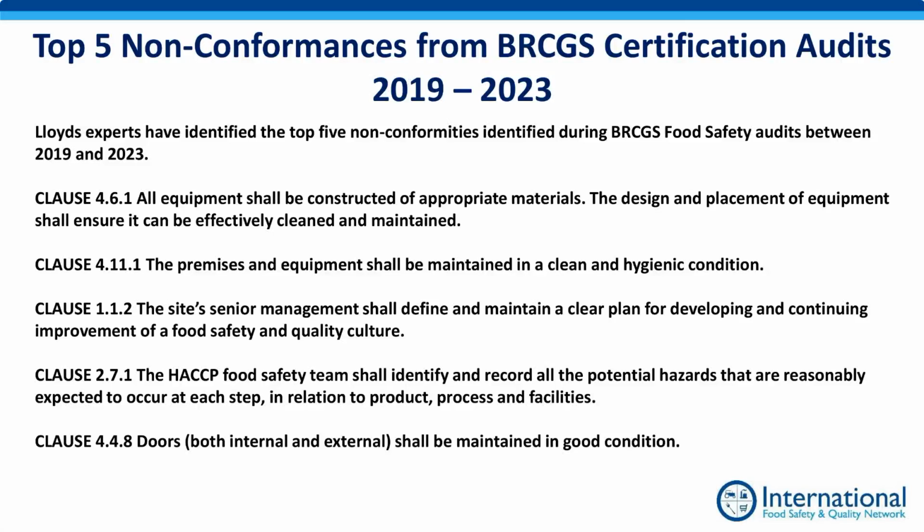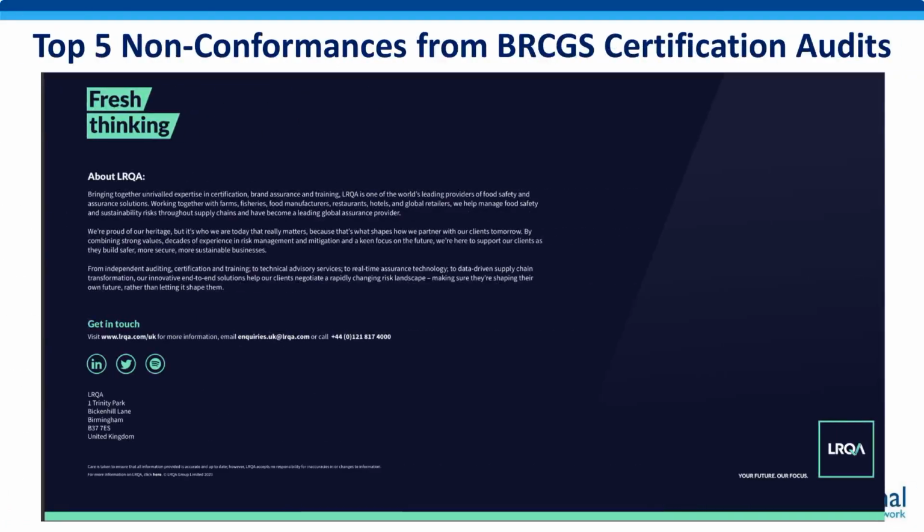Next, the food safety team need to identify and record all potential hazards, etc. This had 296 non-conformances. So again, food safety plan related. And lastly, doors need to be maintained in a good condition. So proofing, and this one was 283 non-conformances. So that information was from LRQA.